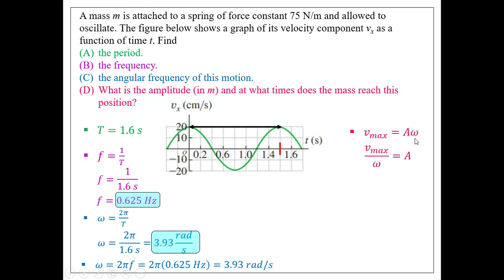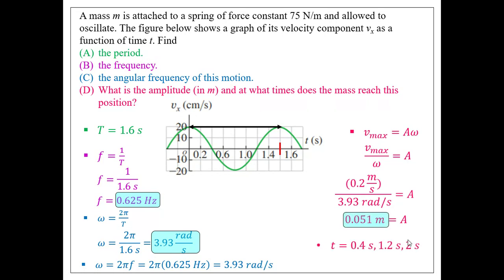In order to find A, I'm going to divide both sides by omega. V max I can pull from the graph. The vertical axis is in centimeters per second, but I can convert 20 centimeters to meters by taking 20 divided by 100, because for every meter there are 100 centimeters. So 20 centimeters per second is 0.2 meters per second, and omega we already found, which is 3.93. Simplifying that on my calculator gives me an amplitude of about 0.051 meter. That's the answer for part D.